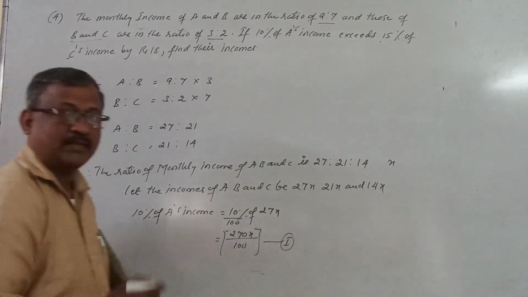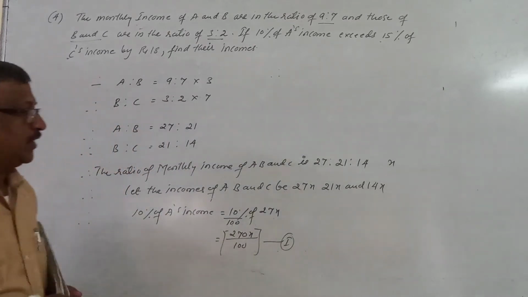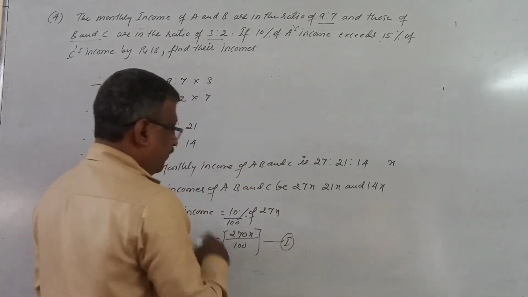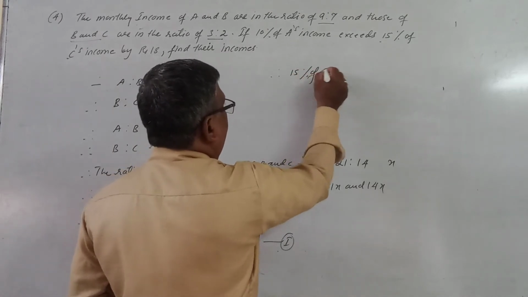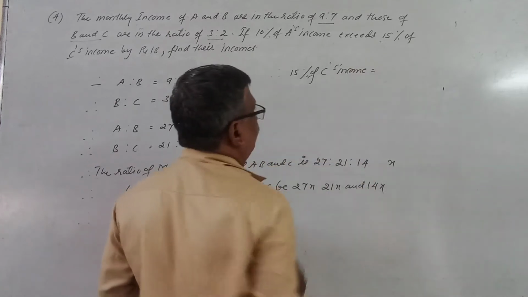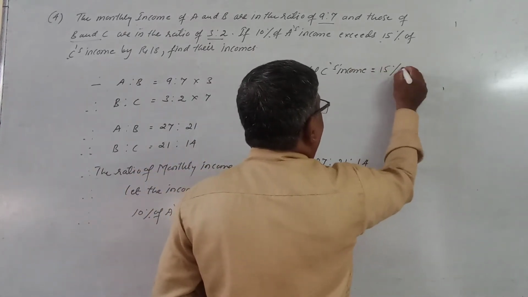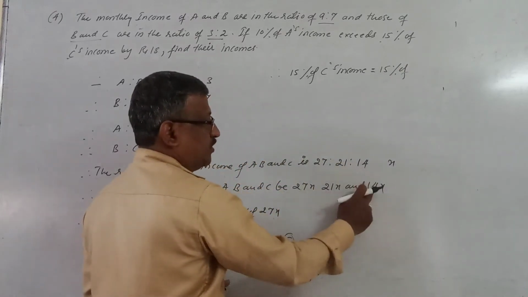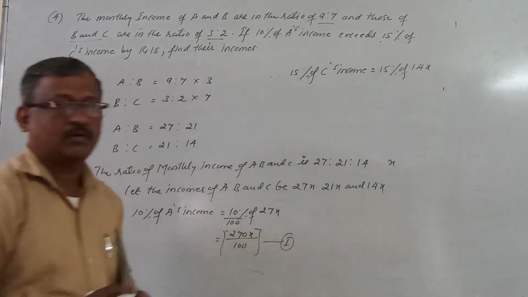Clear? Like that, now you calculate 15% of C's income. 15% of C's income is how much? C's income is 14x. Clear?